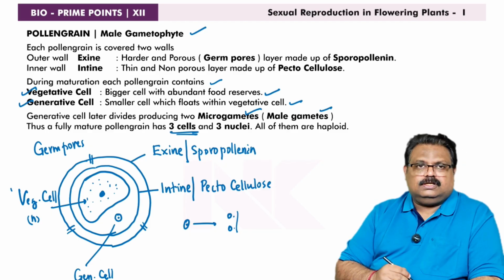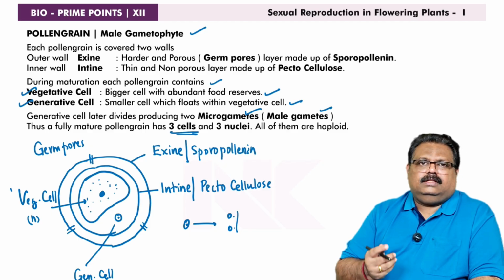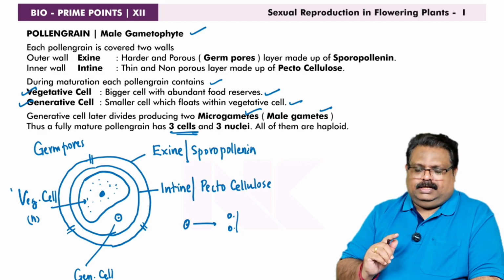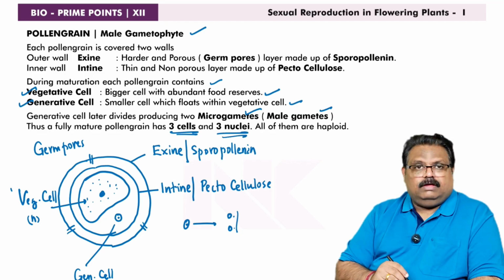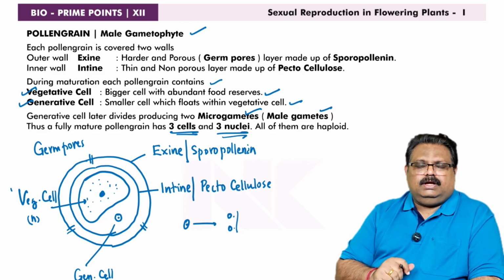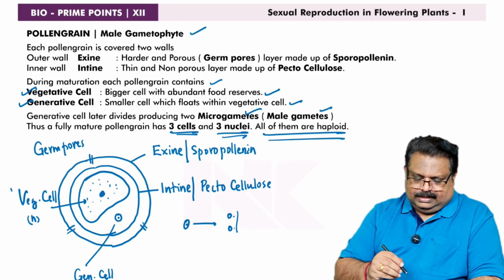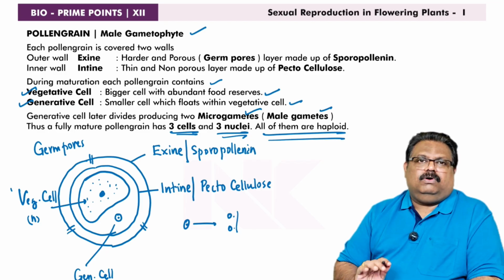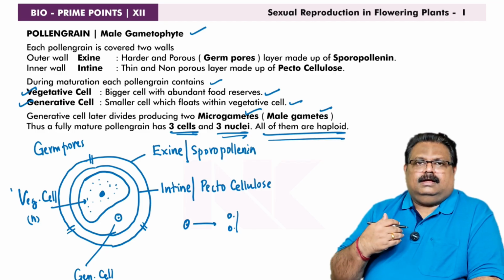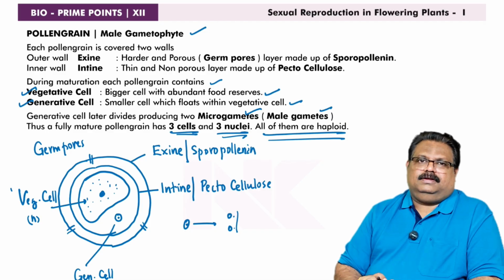Which are the 3 cells? One is vegetative cell and the two microgametes. And how many nuclei will be there? Vegetative cell has a nucleus. Each microgamete has also 1 nucleus each. So that is 3 cells and 3 nuclei, all of them haploid. And this is the structure of pollen grain. And pollen grain is considered to be the male gametophyte.